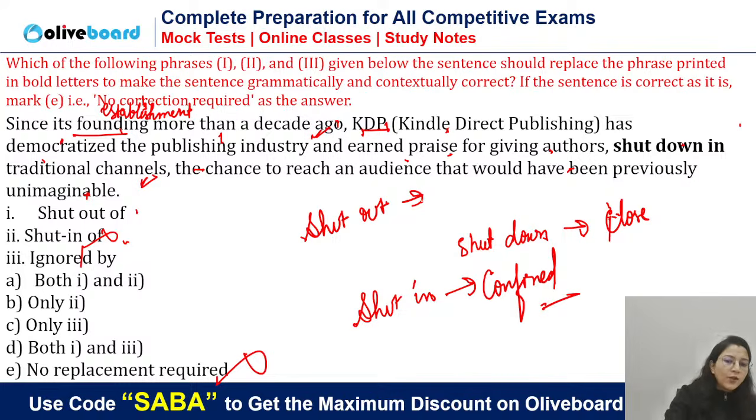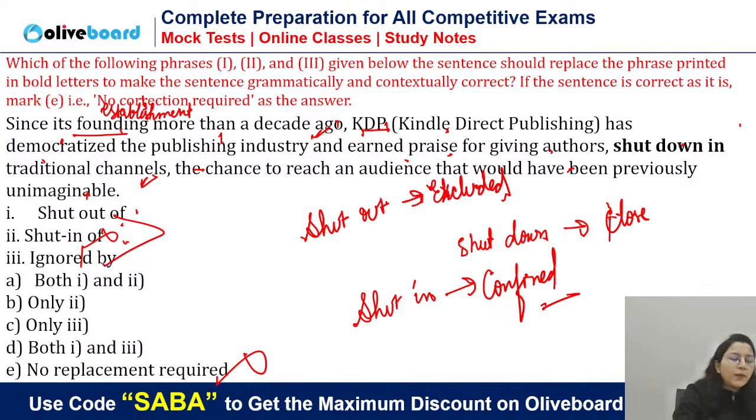Shut out basically we call to neglected or excluded, you can say banned, excluded, neglected. So I think 1 and 3 both can go. Do we have any option? Since its founding more than a decade ago, KDP has democratized the publishing industry and earned praise for giving authors shut out of traditional channels, okay, excluded out of traditional channels, the chance to.